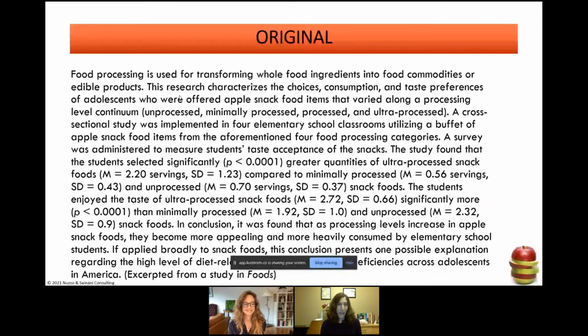Absolutely. All right. So I'm going to start now by just reading through this, and then we'll talk about it. So it says, food processing is used for transforming whole food ingredients into food commodities or edible products.